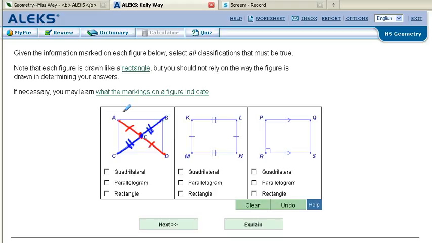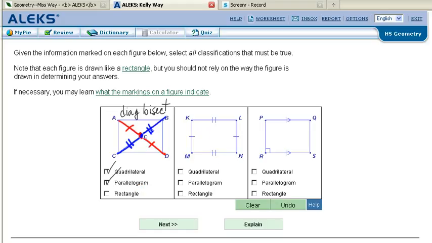Also, that means that the diagonals bisect. And if the diagonals bisect, that forces this to be a parallelogram. And it's also a quadrilateral, but we do not know whether or not it's a rectangle because we do not know for sure whether or not there are right angles.